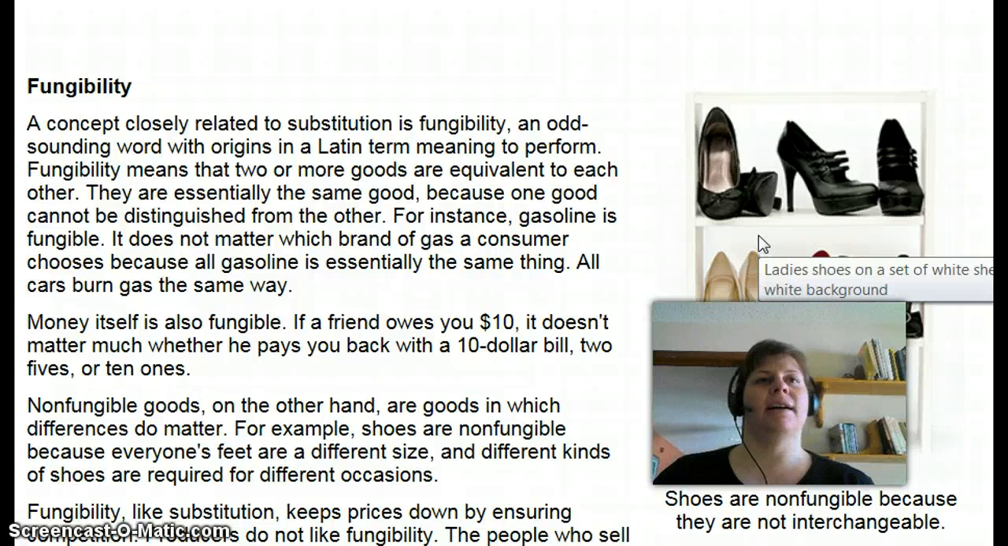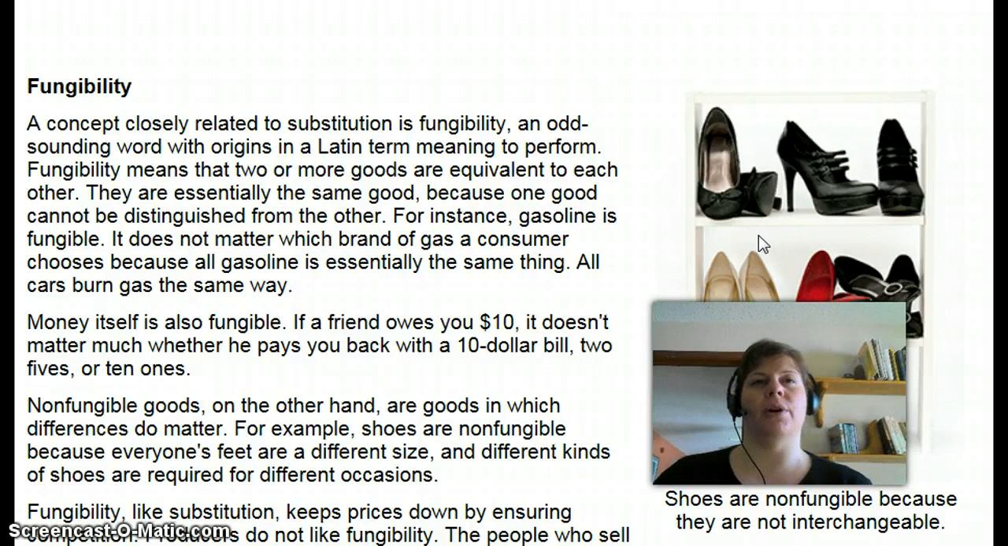Fungibility. A concept closely related to substitution is fungibility, an odd-sounding word with origins in a Latin term meaning to perform. Fungibility means that two or more goods are equivalent to each other. These are essentially the same good because one good cannot be distinguished from the other. For instance, gasoline is fungible. This does not mean which brand of gas a consumer chooses, because all gasoline is eventually the same thing. All cars burn gas the same way.